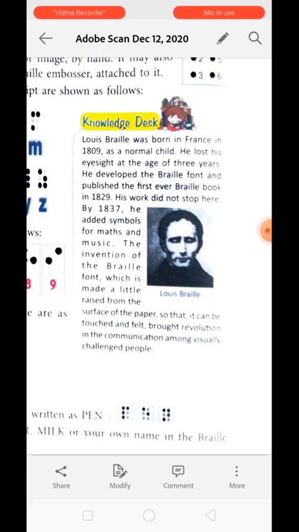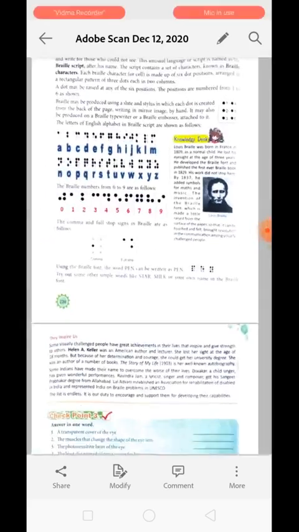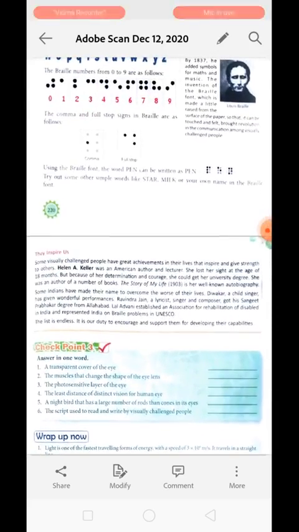The invention of the Braille font, which is made a little raised from the surface of the paper so that it can be touched and felt, brought a revolution in communication among visually challenged people. Because of the braille script, they are now able to communicate with each other by writing letters or even writing books. Okay, over here we also have something about Helen Keller.